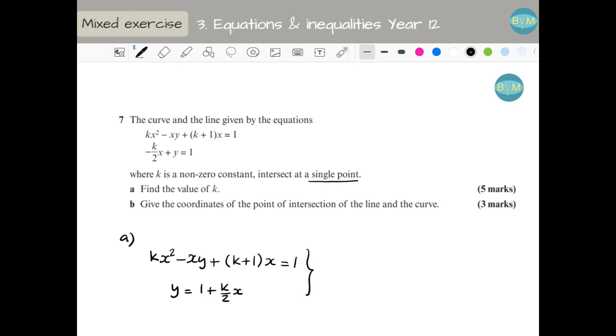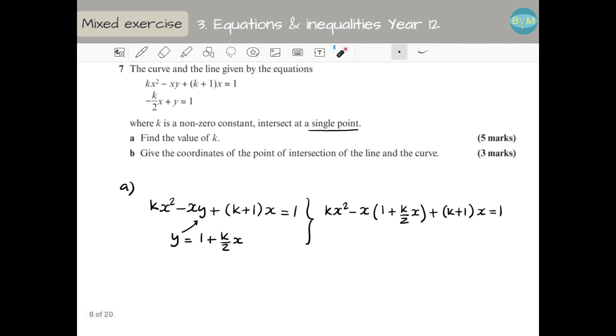So I have made y the subject in the second one. And what I'm going to do now is substitute y by that expression. So I'm going to have kx squared minus x, and instead of y, I'm going to write that. I'm going to substitute by that, then plus (k plus 1)x equals 1. I'm going to expand the brackets, and I'm going to reorganize because what I'm going to have is a quadratic in x. So kx squared minus x minus k/2 x squared plus (k plus 1)x minus 1. I'm bringing the 1 to this side.